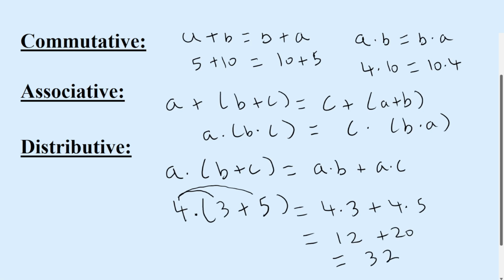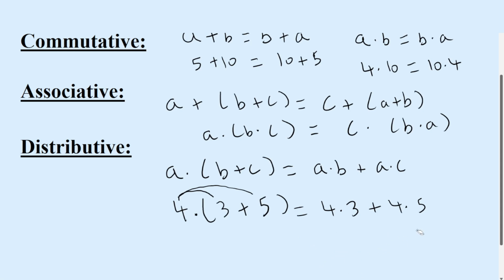Now, even though this is a longer way to solve it than what we did at first by adding 3 and 5 and multiplying by 4, this is a really important property to understand, because when we get to the really complex equations later on in algebra, then we'll be able to use this to our advantage.